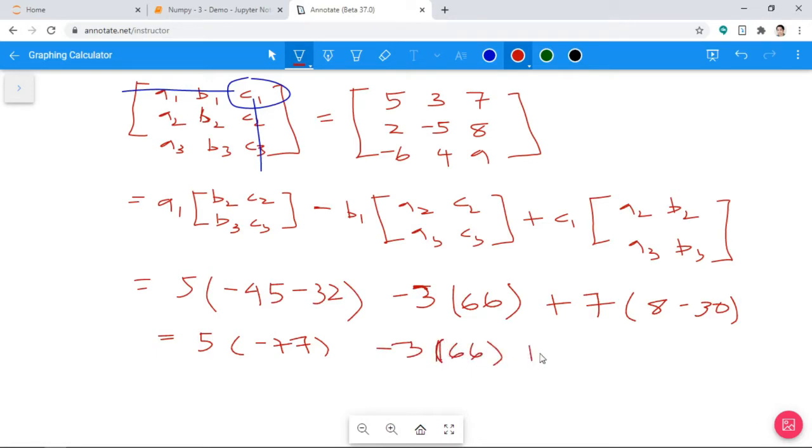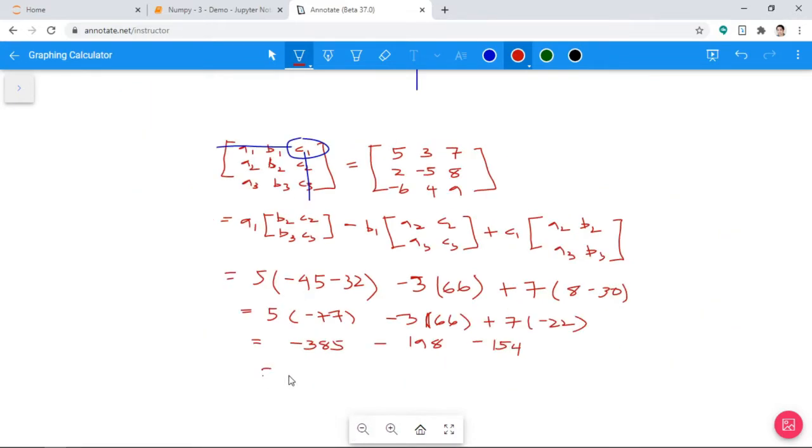Okay, so plus 7 minus 22. So if you're computing this one, negative 7 multiplied by 5, so negative 385. So minus 198. So this one is minus 154. So let me zoom out. So if you do that, we will arrive at negative 737.